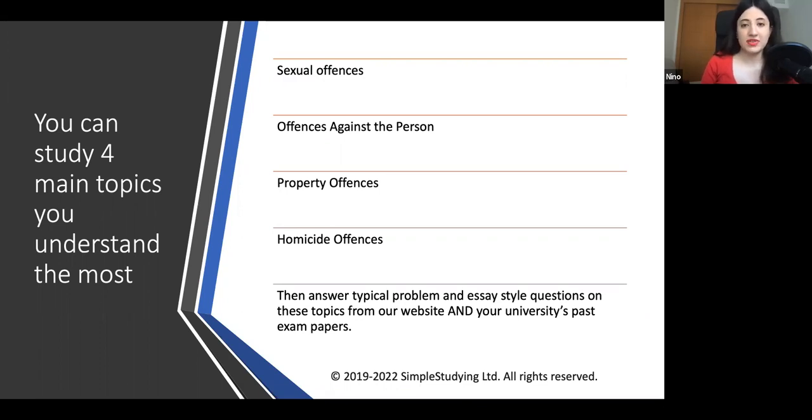It could also be offenses against the Persons Act. I have seen it as an essay question as well as a problem question, but it is more common for it to come as a problem question. Property offenses are also a very common topic of examination, and homicide offenses. If you have an exam in criminal law, I suggest you revise all these 4 topics.